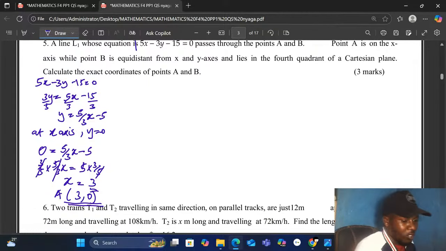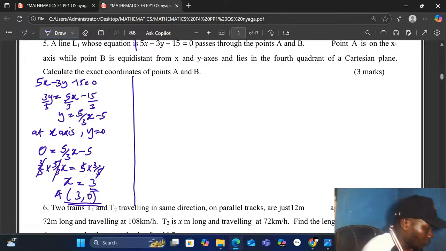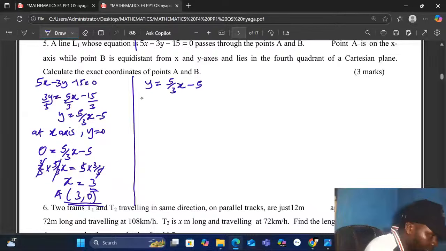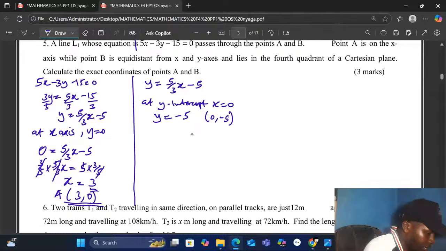Then we move to the coordinates of B. We look for the coordinates of B. Now to look for the coordinates of B, we have the equation y is equal to 5 over 3 x minus 5. So at the y-axis, x is equal to 0. So where we have x, we replace with 0. Therefore y will be equal to negative 5. So we have (0, negative 5).